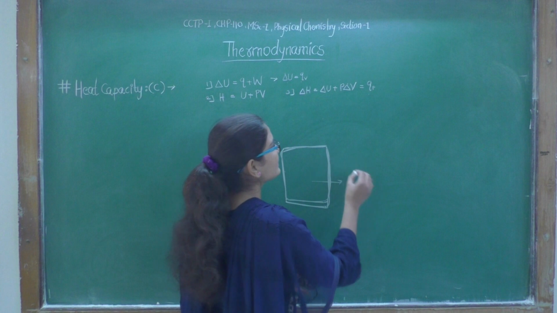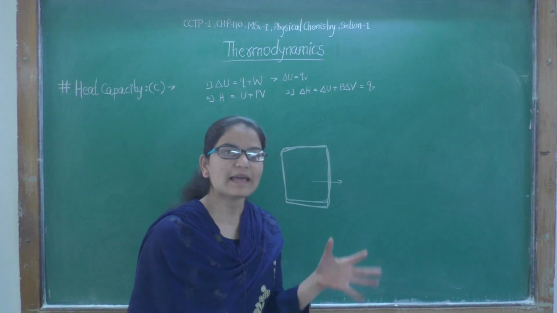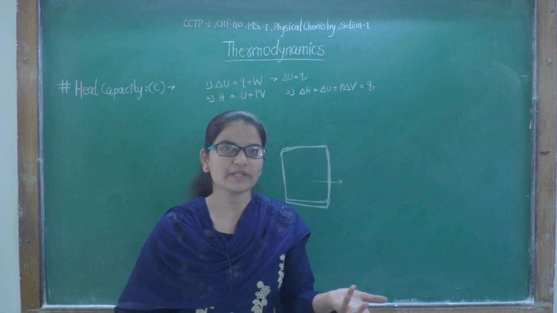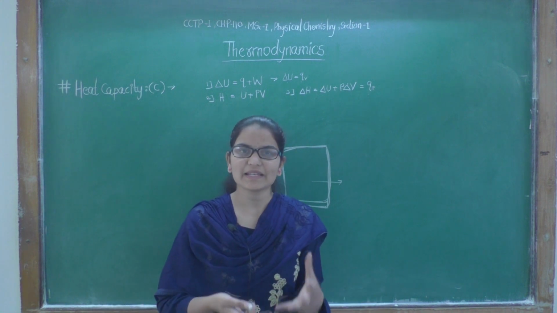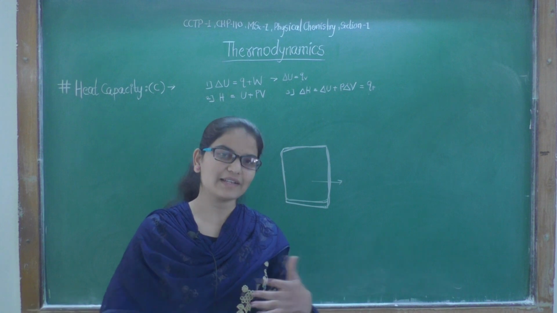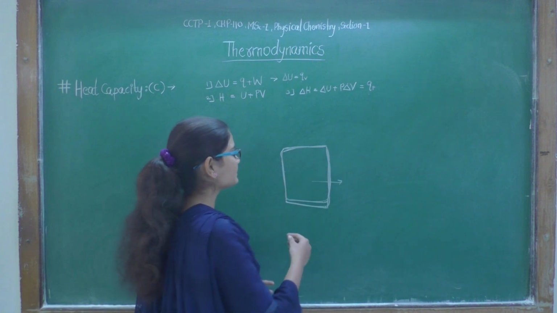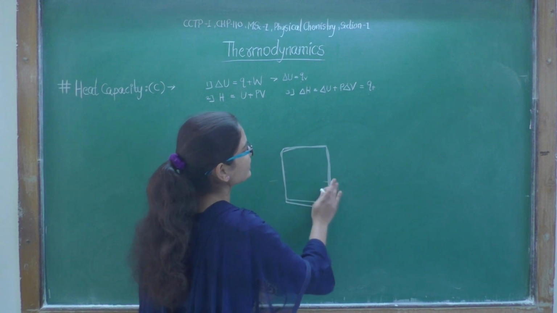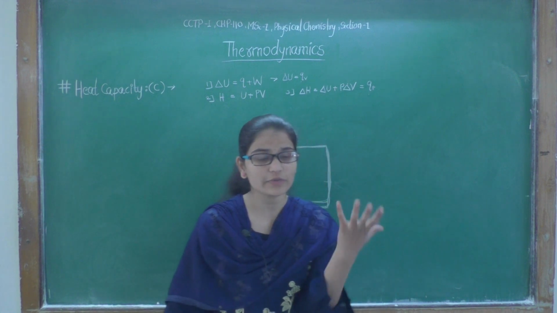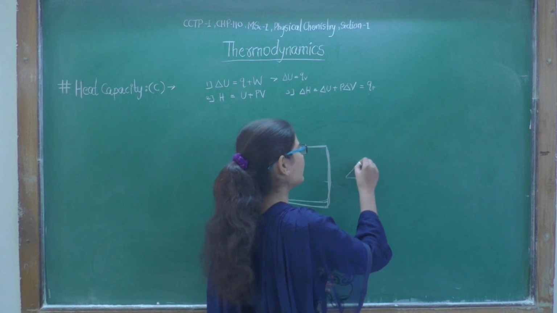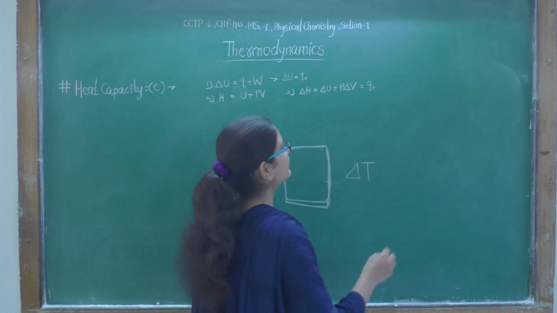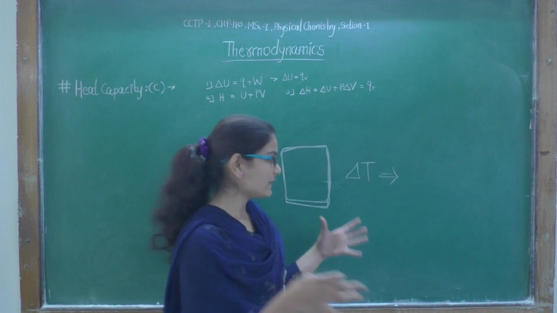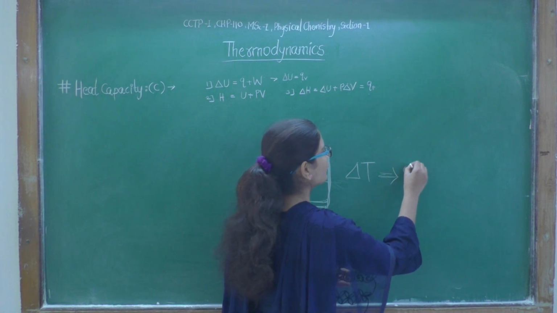We know that internal energy and temperature have a direct relation. If internal energy increases, then temperature also increases, and if temperature increases, then absolutely internal energy will increase. So if we measure temperature change during the reaction, that is delta T, then with the help of calibrations we can have the value of Q.